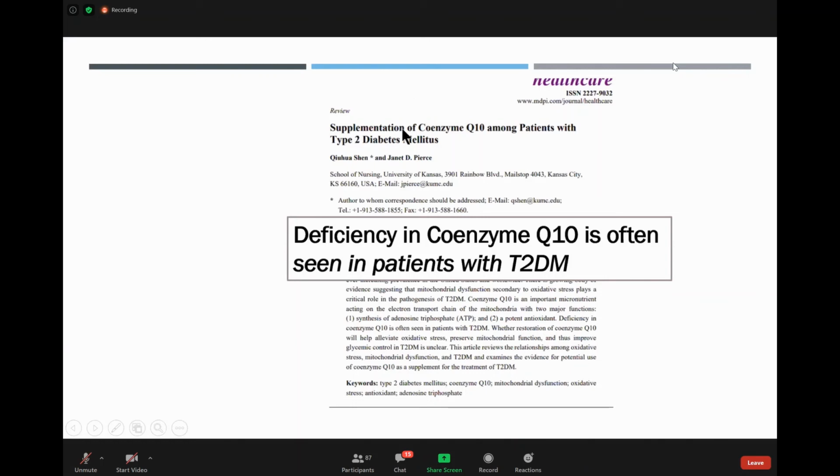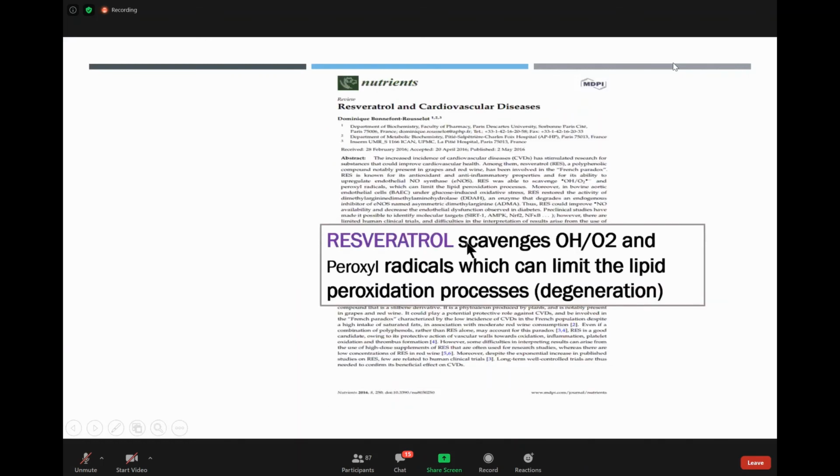Your resveratrol and cardiovascular diseases are known. Nakakatulong po itong resveratrol to scavenge your free radicals. Your free radicals naman, yan po yung naninira ng ating katawan. And your resveratrol limits the lipid peroxidation process or the degeneration ng ating mga cell membranes.